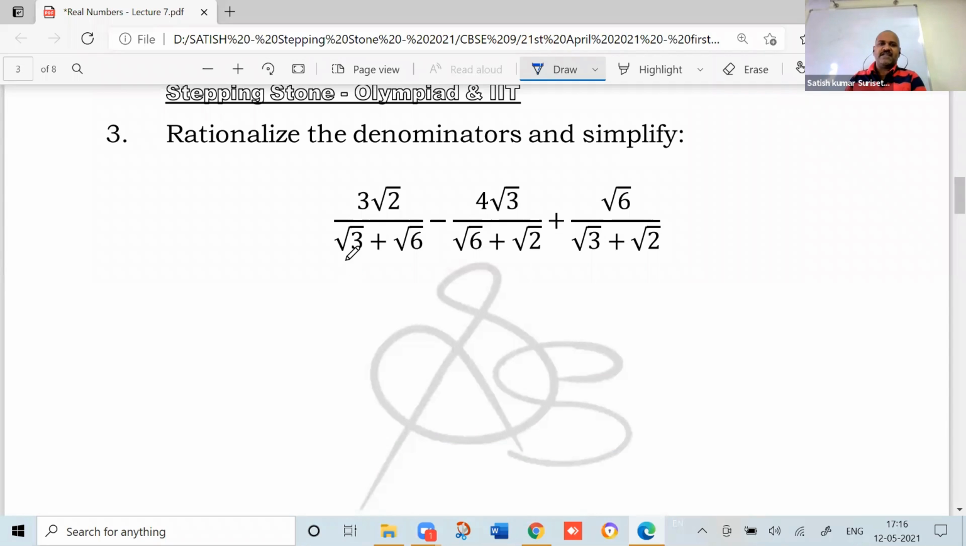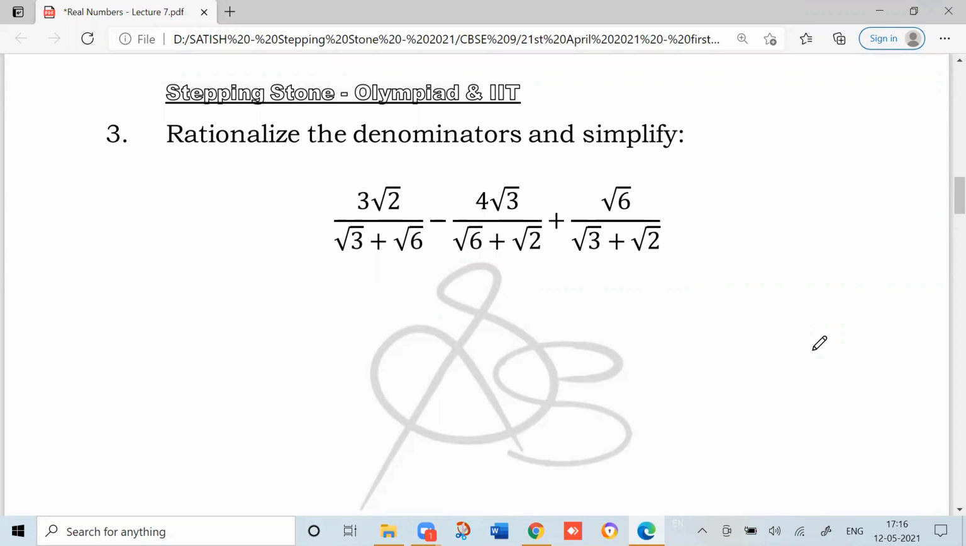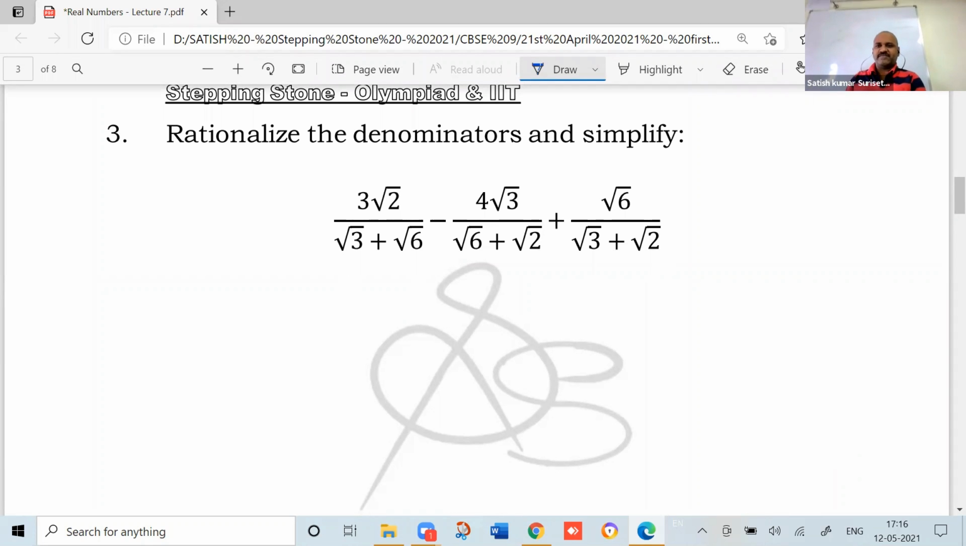Now, tell me what is the rationalizing factor of root 3 plus root 6? Root 3 minus root 6. So you have to multiply and divide with the rationalizing factor. In the same manner for the second term, the rationalizing factor is root 6 minus root 2. For the third term, root 3 minus root 2. So you multiply and simplify each term.